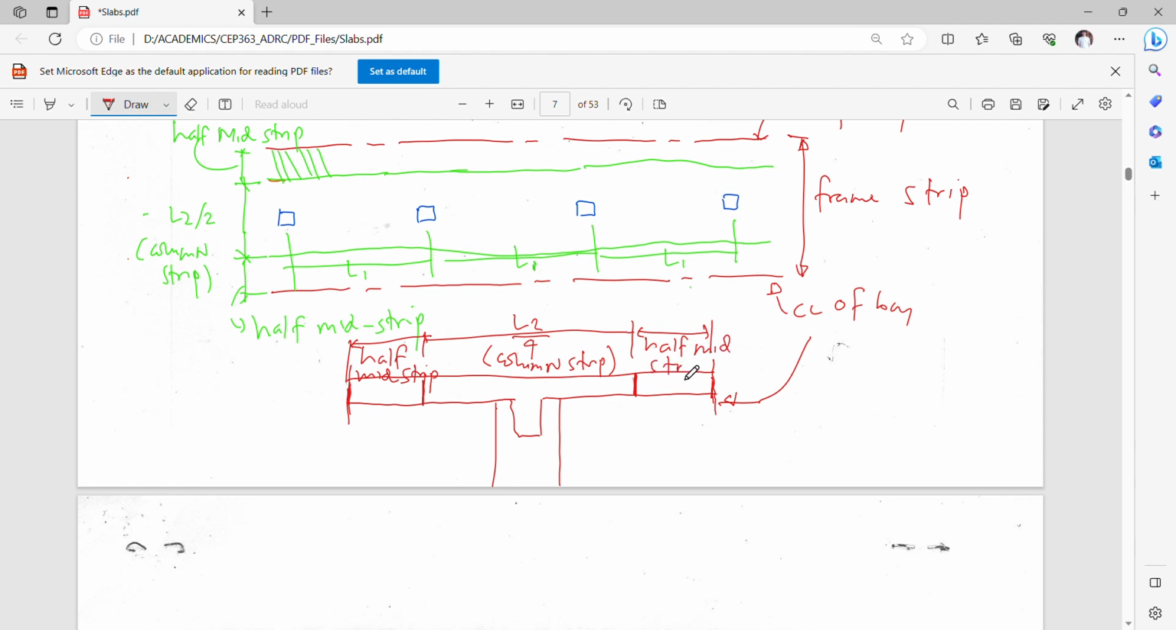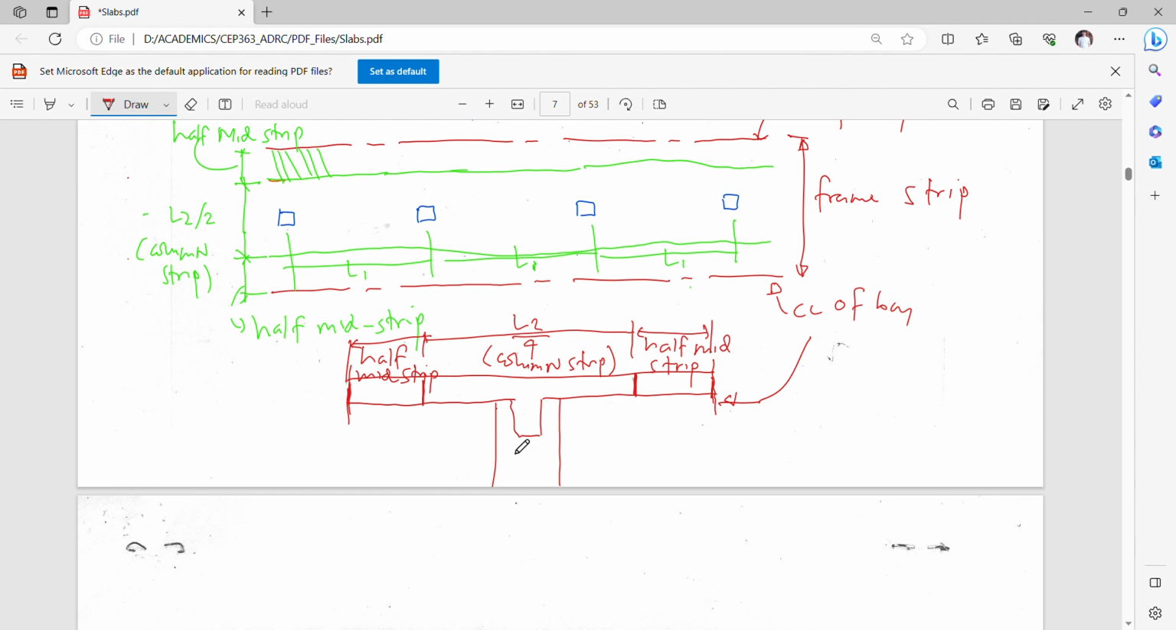If the dimensions are not the same as to the adjacent bay and the adjacent length, then you have to take the average. We are just simplifying the computation based on the assumption that the L1s here are the same, and the L2 bay in the transverse direction are also the same. So column strip, middle strip.